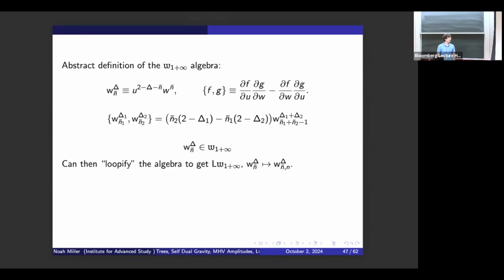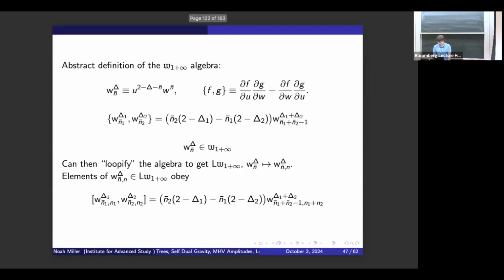You can then loopify any Lie algebra, and you can also loopify this Lie algebra to get the Lw1+infinity Lie algebra. So to loopify the Lie algebra, you add an extra integer to the generators, and then you define this new commutator where we just add the integers together.